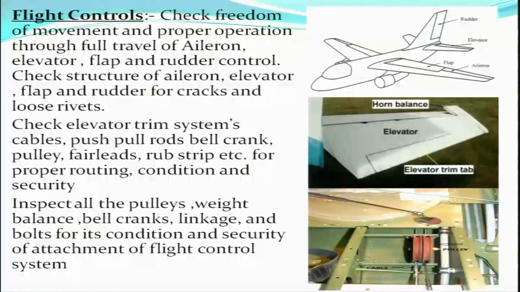So the complete flight control system involving aileron system, elevator system, rudder system, flap system, everything is checked during the 100 hours inspection. Structural checks on the surfaces, the internal checks, the cables, the cable tensions, the control surface travels, and the routings, the pulleys, the fair leads, everything is checked in the flight controls in the 100 hours inspection.